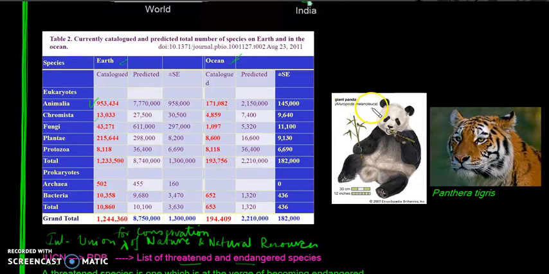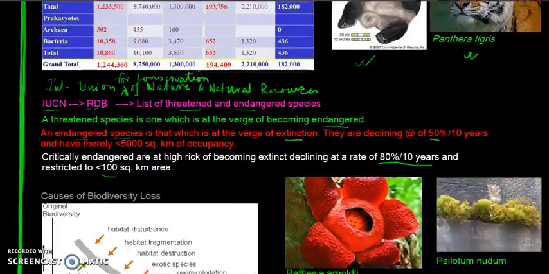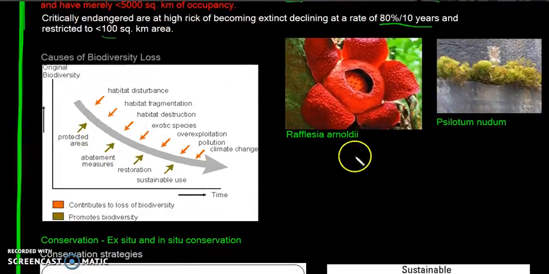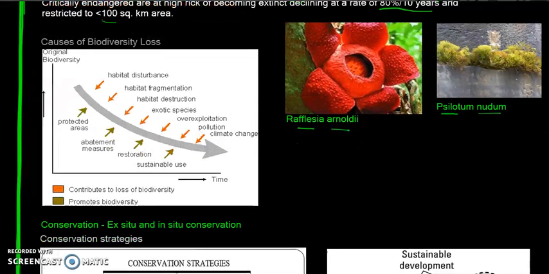So one of the endangered species of animals is this giant panda, Ailuropoda melanoleuca. This giant panda is an endangered species. The tiger, Panthera tigris, the Royal Bengal tiger, is also an endangered species in India. In case of plants, Rafflesia arnoldii is an endangered species, and Psilotum nudum is another example. Psilotum nudum is a pteridophyte, whereas Rafflesia is an angiosperm, the plant with the largest flower.